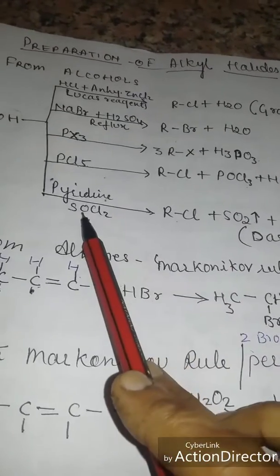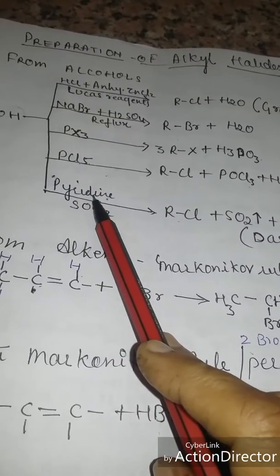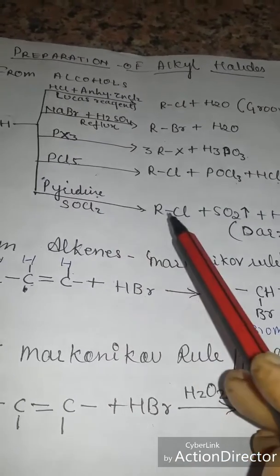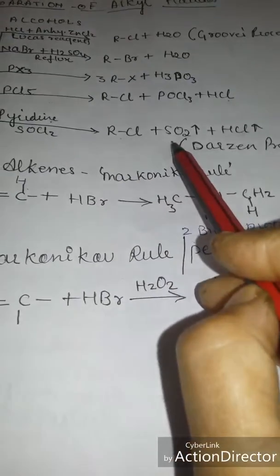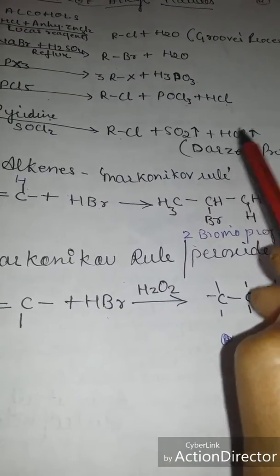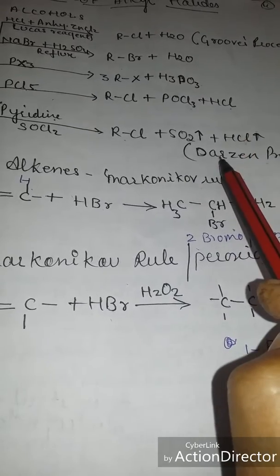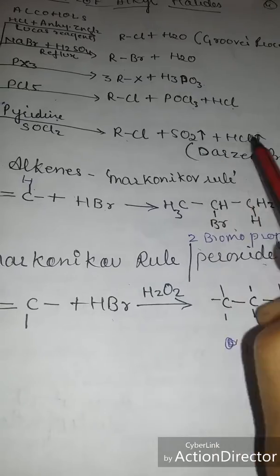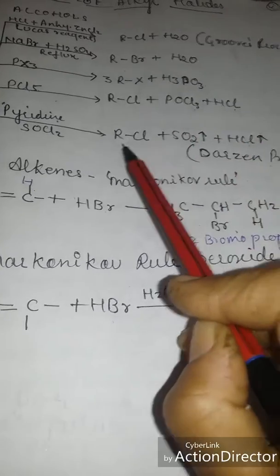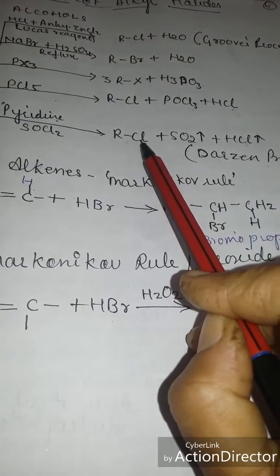It can also be prepared from SOCl2 in presence of pyridine. In that case, it will be giving alkyl halide, SO2 and HCl as a byproduct. Now it is known as Darzens process, and it is very economical since these two are in gaseous form, so they will escape and you will get a pure alkyl halide.